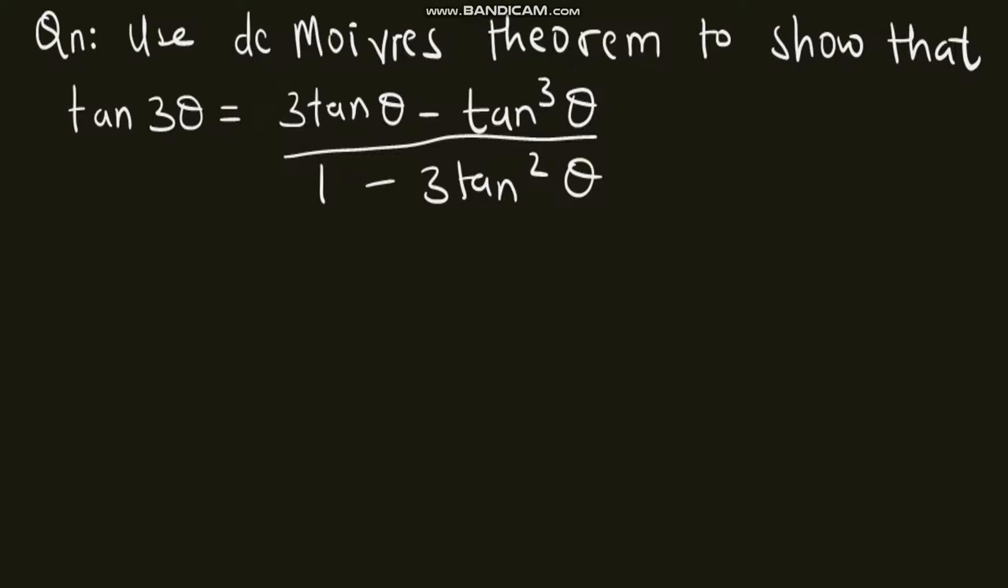In today's lesson, we are going to look at how we can use the Moivre theorem to prove trig identities. Question: use the Moivre theorem to show that tan 3 theta is equal to 3 tan theta minus tan cubed theta divided by 1 minus 3 tan squared theta.